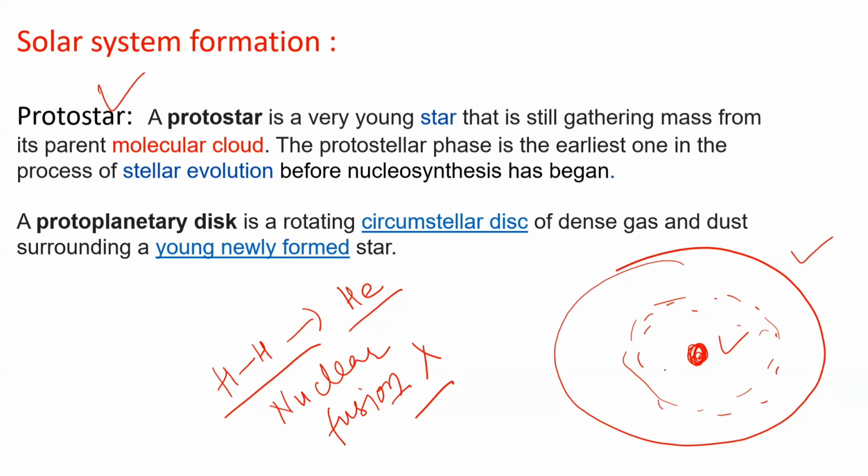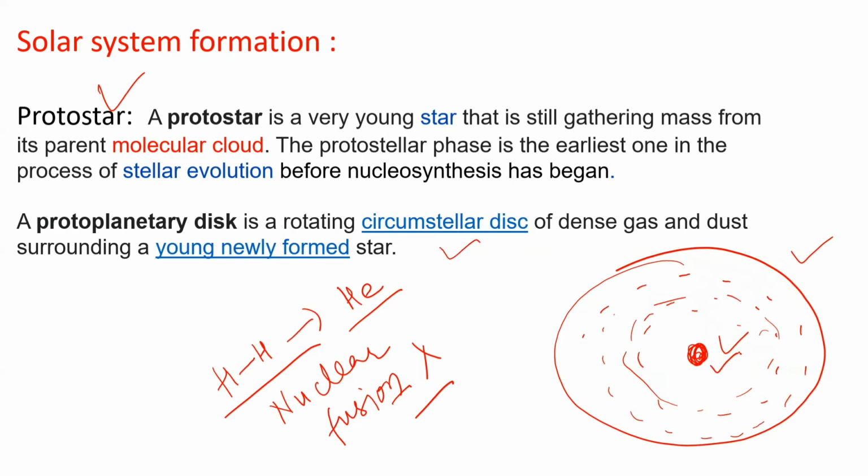It starts revolving due to angular momentum, and at these parts the planets are formed. So this whole disk is known as a protoplanetary disk, which is a rotating circumstellar disk of dense gas and dust surrounding a young newly formed star. So this is our young newly formed star, and it is surrounded by a circumstellar disk.